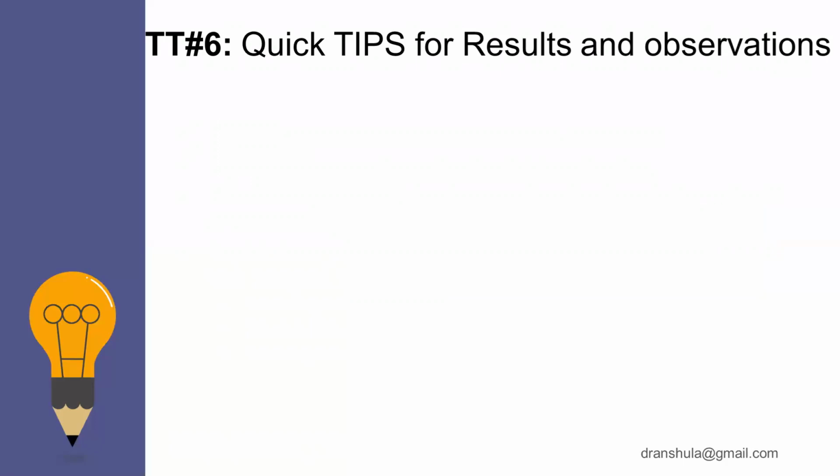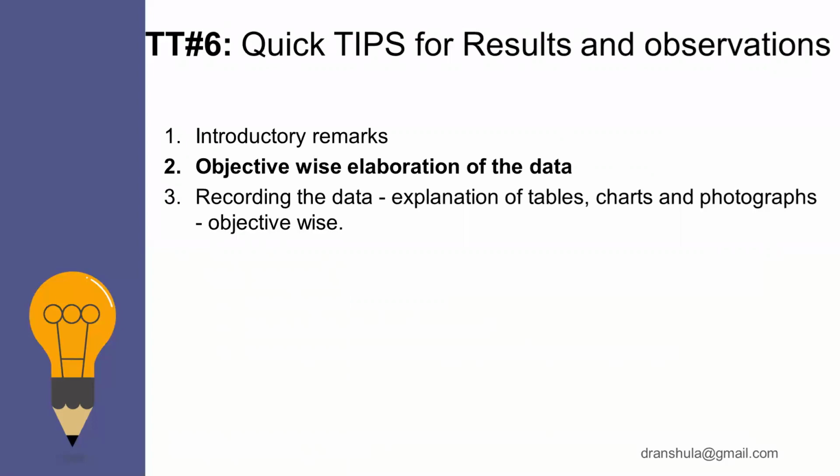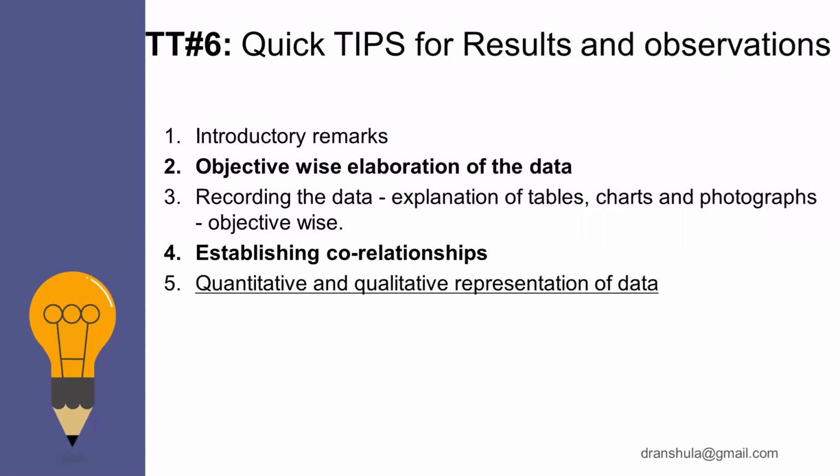Now let's go to quick tips for results and observation. There should be an introductory remark. You cannot start directly with the table or graph. Objective-wise elaboration of the data should be done. Recording the data means it should be explained in the form of tables, charts, and photographs, which should come in the order of objectives. Establishing correlations: whatever the cause and effect of the factors you were trying to study, the variables in your study should have some correlation, and that should be talked about.